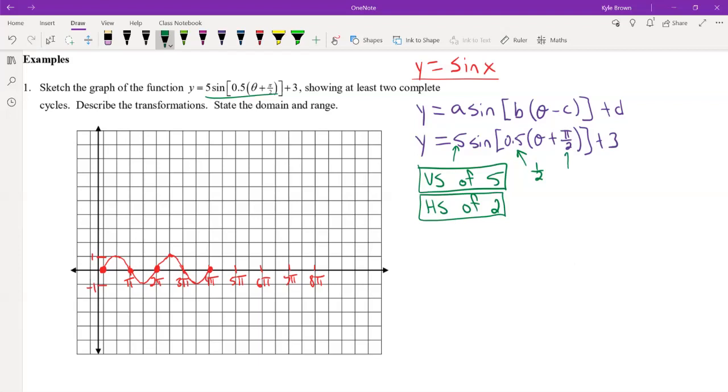Okay, now let's look at this one. So our C value, what's that telling us? That's telling us that we have a horizontal translation of pi/2 to the left. Okay, and then we have a vertical translation of 3 up. All right, so there's the 4 things that are happening, okay?